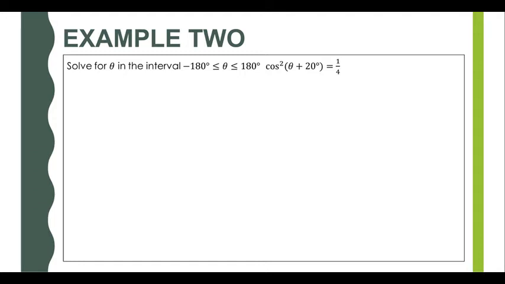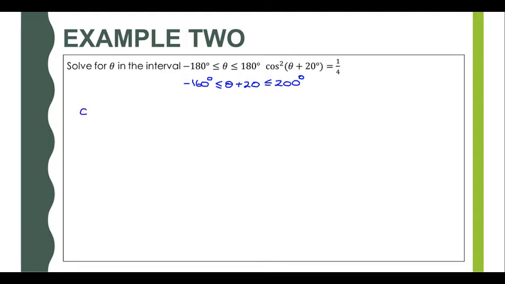So in this question, I've now got a translation. So my range I need to change and add 20 to each limit. So my range for theta plus 20 goes from minus 160 degrees to 200 degrees. And now I need to solve my equation to find all the solutions in this range for theta plus 20.